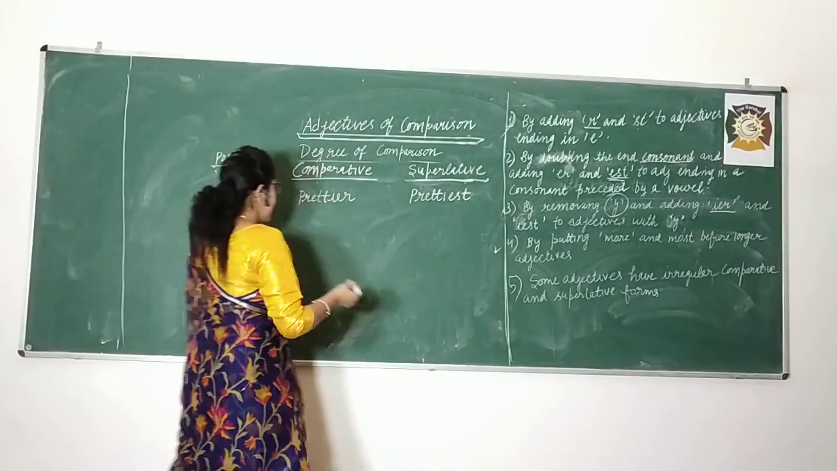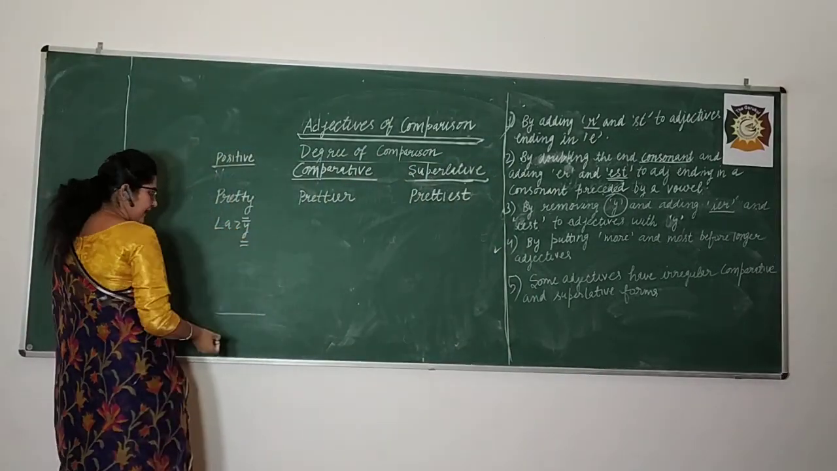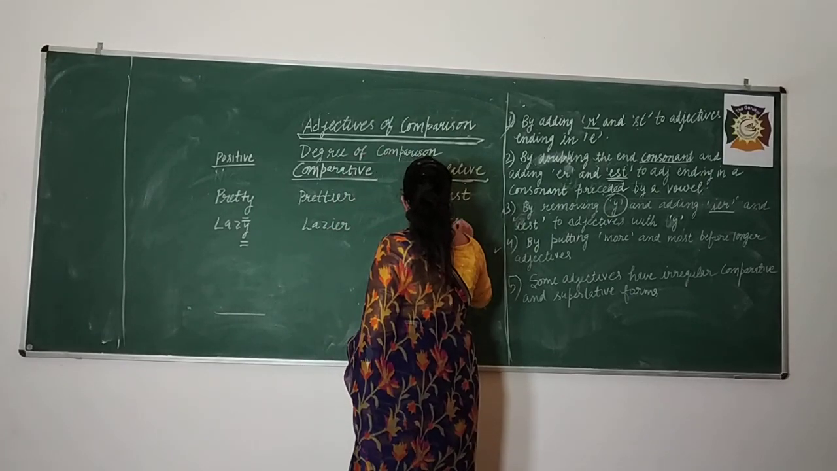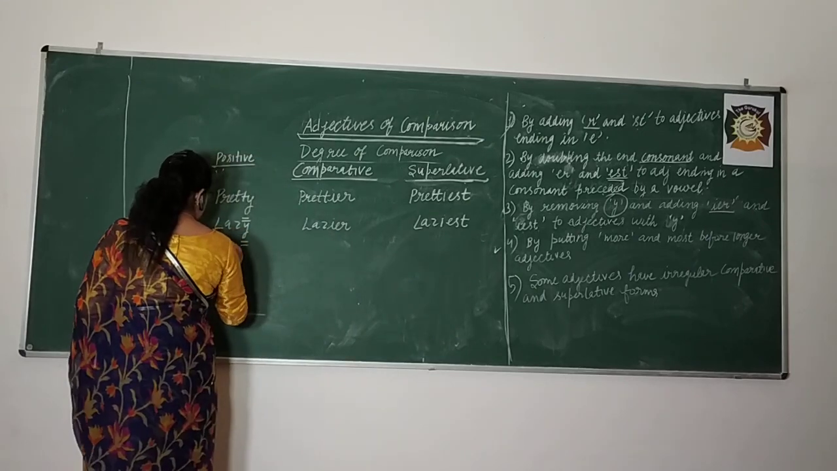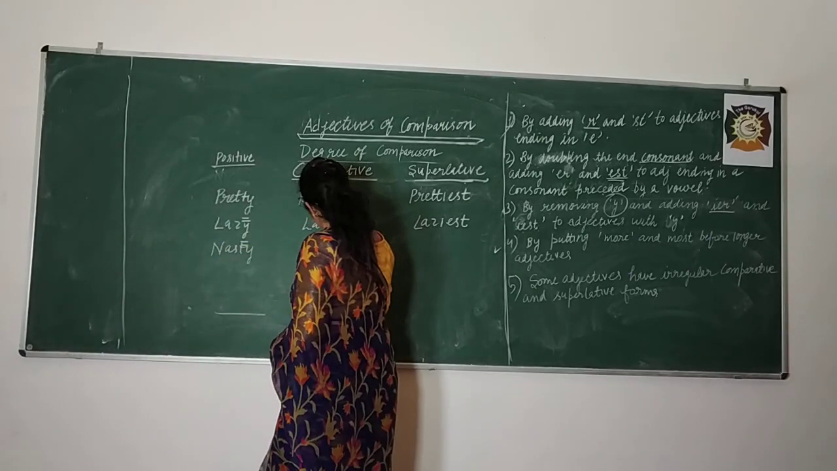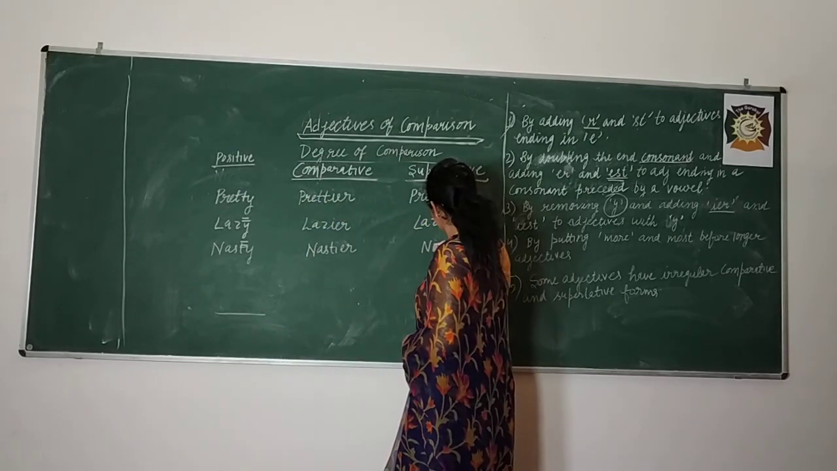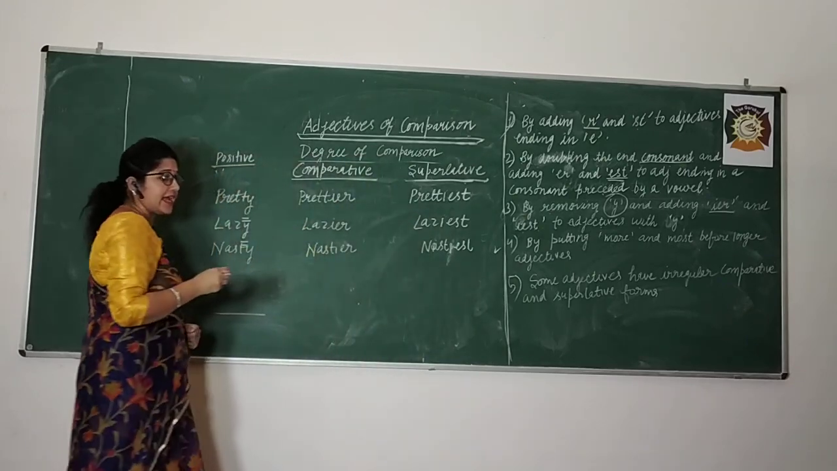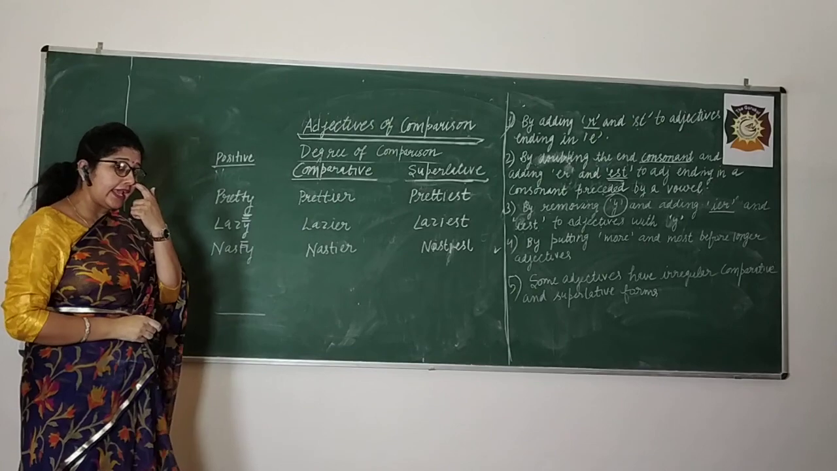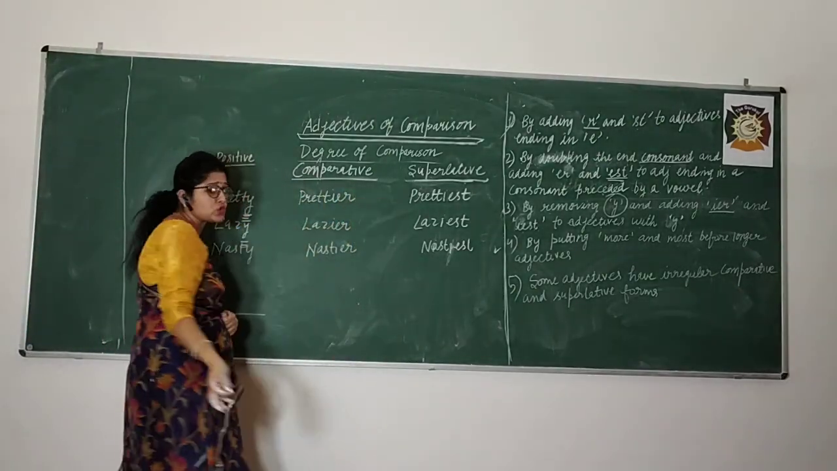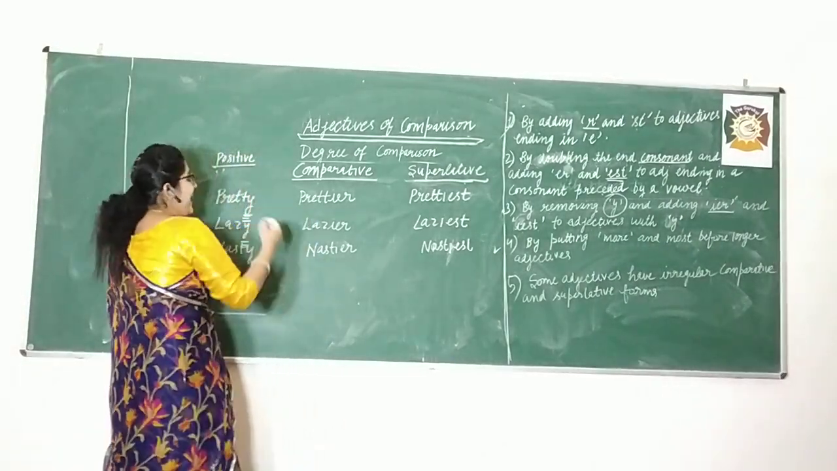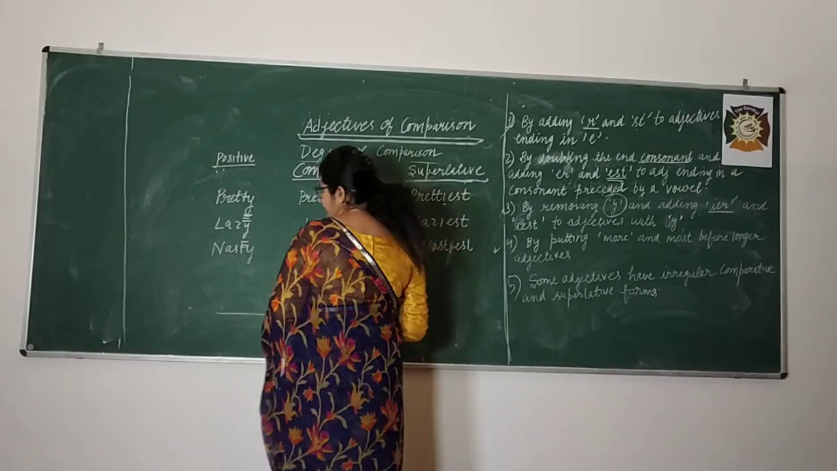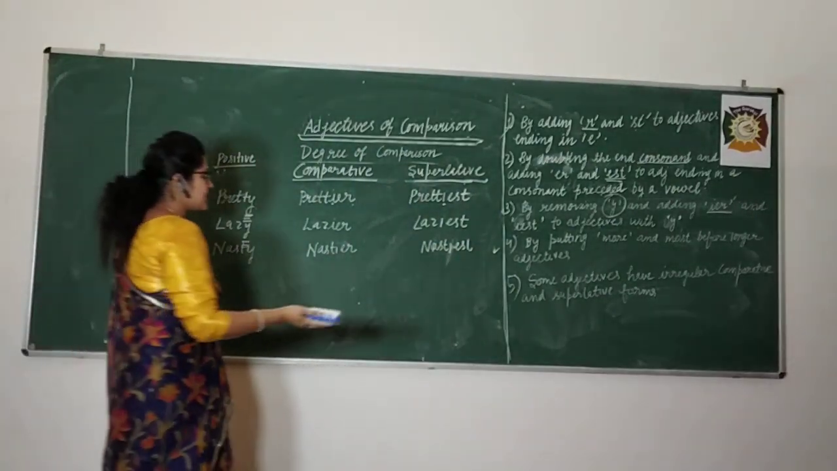Okay. Second is lazy. As it is also ending in Y, so what will be its comparative? Any adjective ending in Y, then what will we do in the comparative degree and superlative degree? In the comparative degree, we will remove Y, and at the place of Y, we will use IER, and in the superlative degree, IEST. And now, let's move to the next rule.